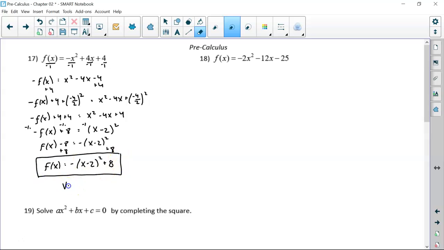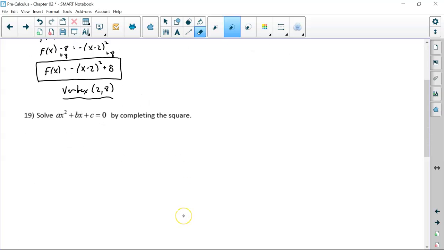So what you get is your vertex is at (2, 8). That is rewriting using completing the square to take it from that general form to standard form, that vertex form. Now, here's something interesting. Solving ax squared plus bx plus c equals 0 by completing the square. Now, this is going to be a little bit difficult. It's not going to be on the test or quiz on how to do this.